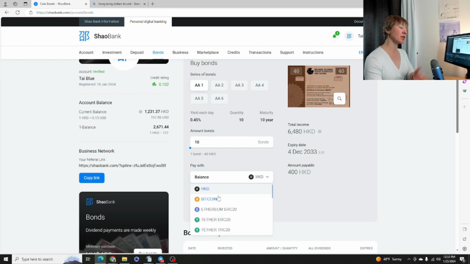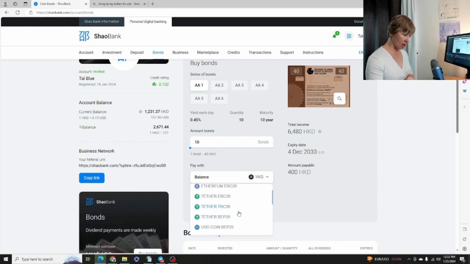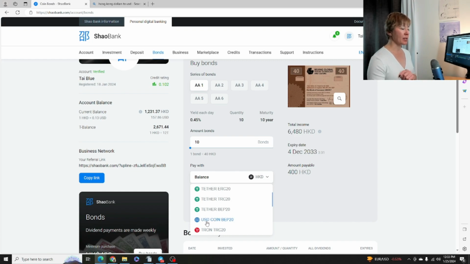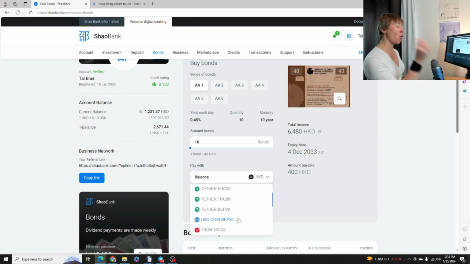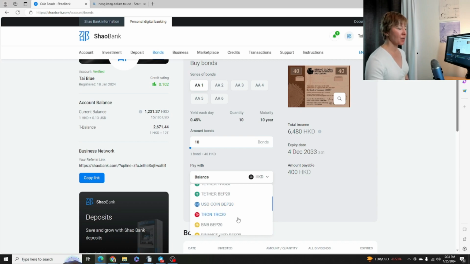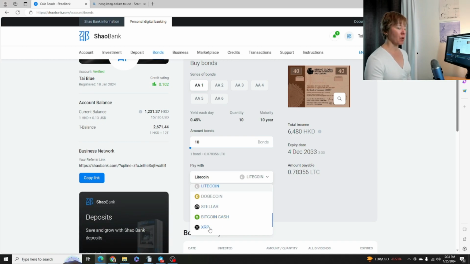It is set in Hong Kong dollars. You can also set it in Bitcoin, Ethereum, Tether, also known as USDT, on the Ethereum network, Tether on the Tron network, Tether on the Binance network, and USDC on the Binance network. Again, guys, if you're using any of these stablecoins that borrow other networks because they don't have their own network, always make sure that network is correct and that you have that secondary coin to pay for the transaction gas fees. We have the Tron coin itself, Binance Coin, Binance USDT on the Binance network, Litecoin, Dogecoin, Stellar, Bitcoin Cash, and Ripple right there. You can deposit with any of these coins.